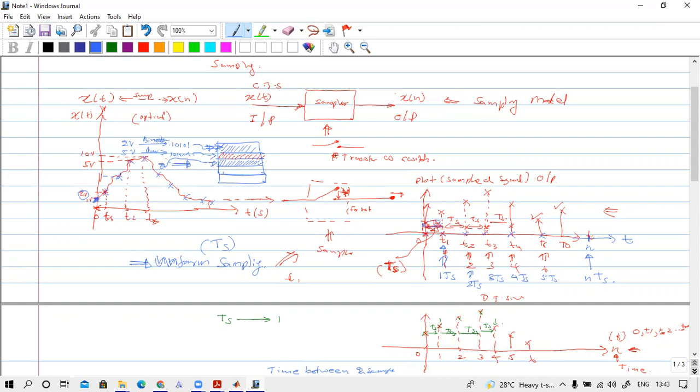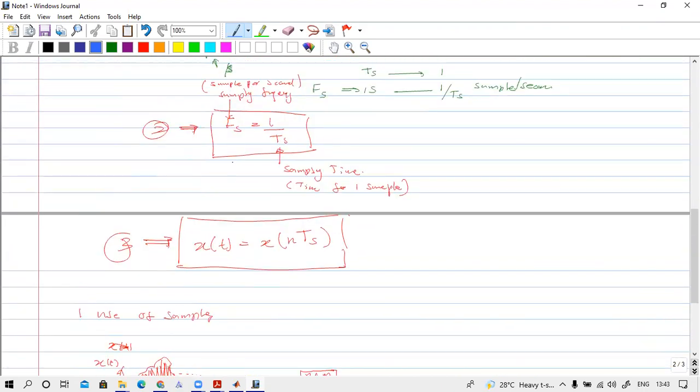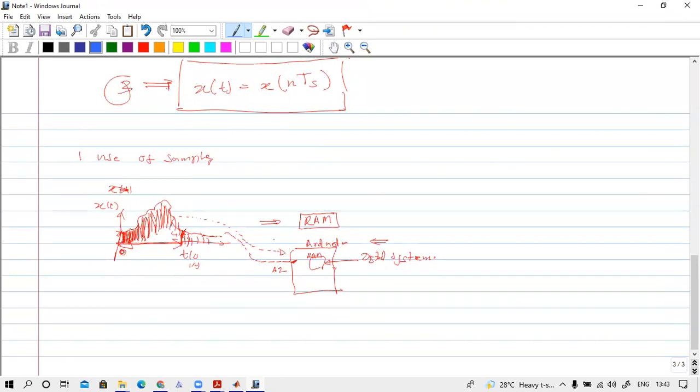I am sure you have already used this technique, no? In the Arduino board, you have an inbuilt analog to digital converter. I think in your laboratory work you have done many Arduino works. Using this analog to digital converter, you can sample the analog signal, convert it to binary form, and store it in RAM. This is one use of sampling. We always use these sampling techniques for our signal processing work.